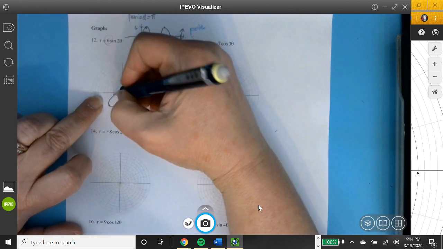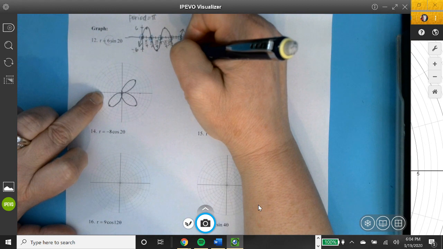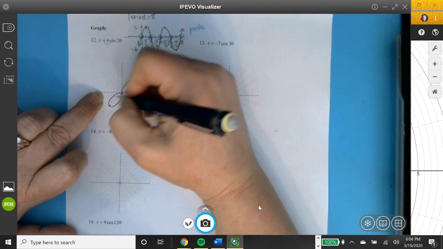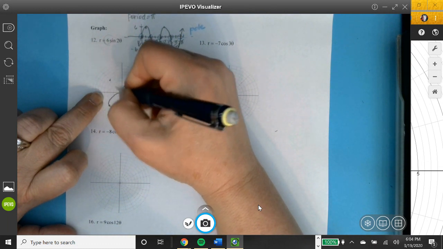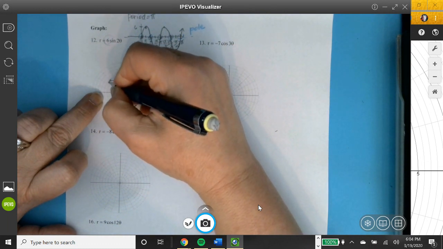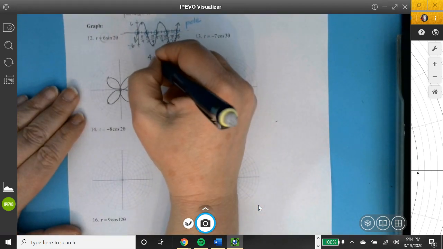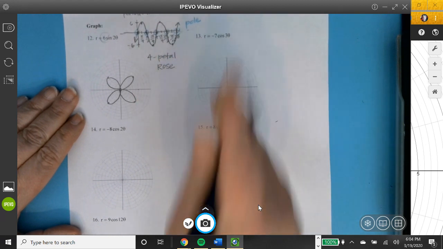And then we're going to go out -6, and then this is going to be 7 pi over 4. So we're going to go 7 pi over 4, which puts us in the middle right here. So we're going to go through the pole, out again, and then back again. And there's our 4-petaled rose. All right.